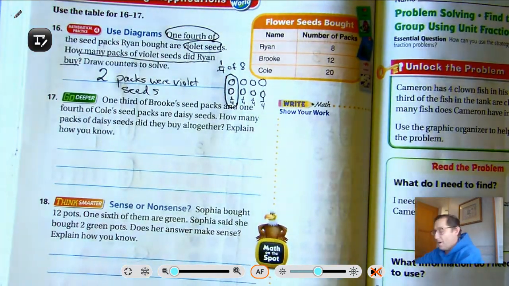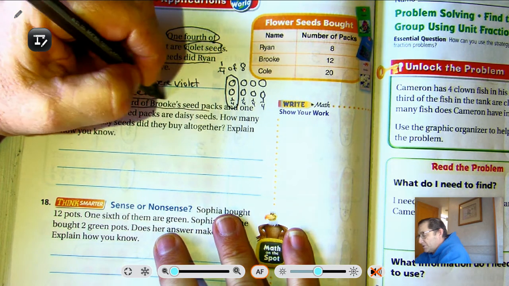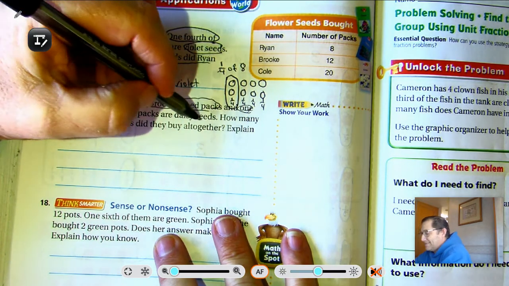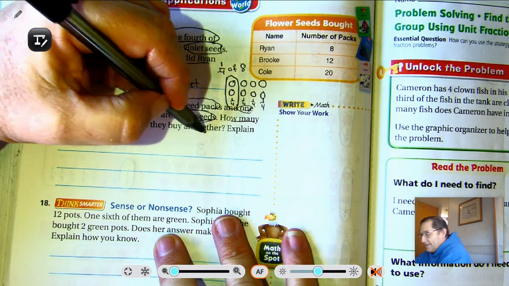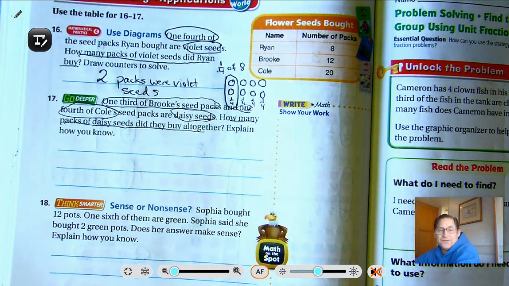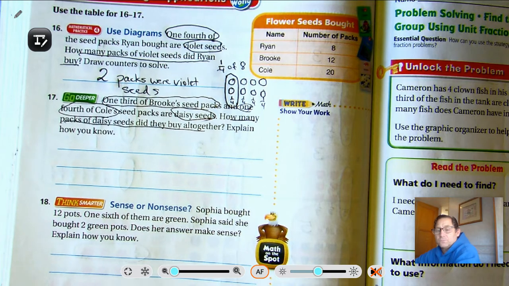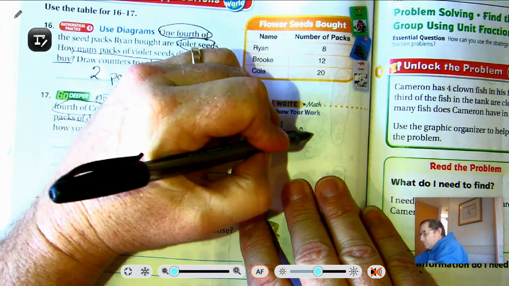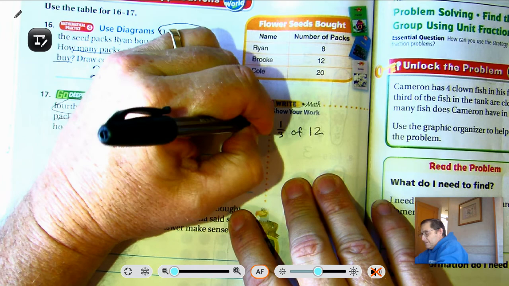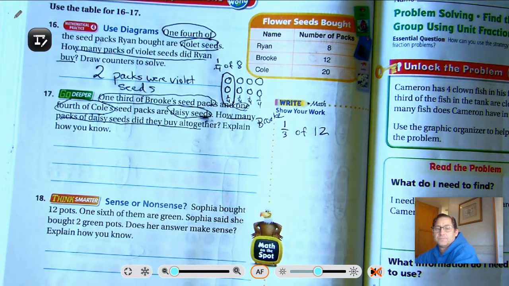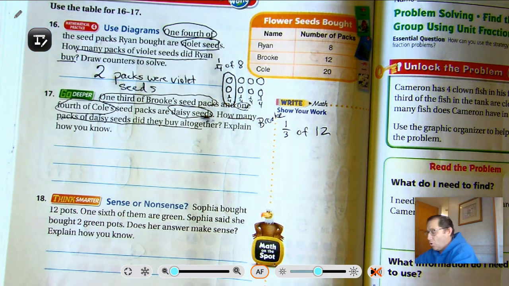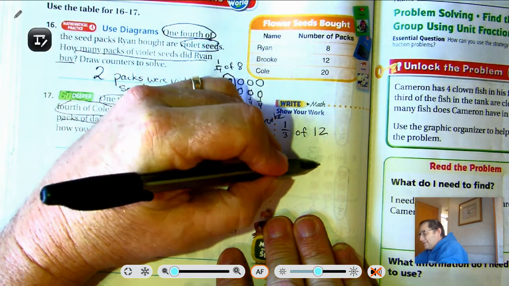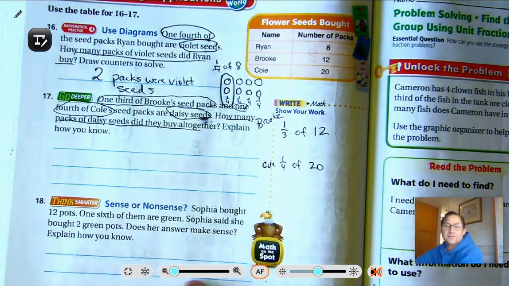All right, 17. 1/3 of Brooke's seed packs and 1/4 of Cole's seed packs are daisy seeds. How many packs of daisy seeds did they buy together? Okay, well, we kind of had two problems here, right? We have 1/3 of Brooke's, so 1/3 of 12, that would be Brooke's set of daisy seeds, and Cole, 1/4 of his 20 packs of seeds are daisies.